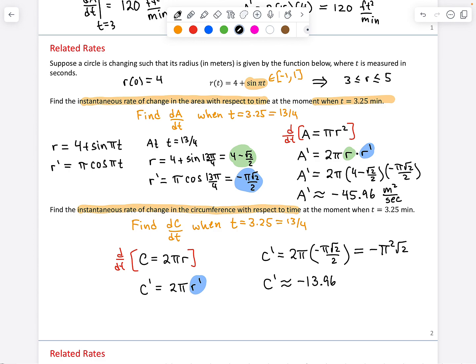And the units of this, circumference is measured in meters. Circumference is a length, not an area. So this would be a unit of circumference per a unit of time. So meters per second. At this moment in time, the circumference is losing 13.96 meters per second because its rate of change is negative. So summarizing this in words, if you say rate of change in C, then you want to give the value with the negative.